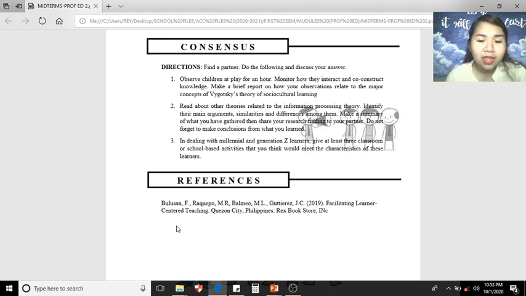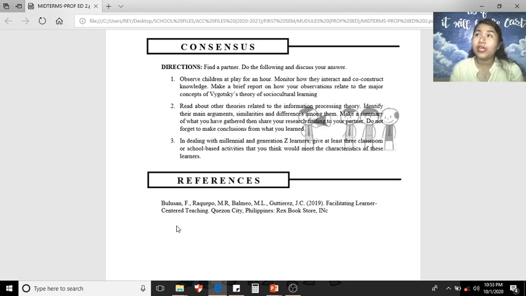Then, in dealing with millennial and Generation Z learners, give at least 3 classroom or school-based activities that you think would meet the characteristics of these learners. So, mag-iisip kayo ng classroom activities. Activities, say, for example, na mag-fit ha sa mga millennial. Okay, so usually, nagpapagawa si teacher ng drama, then i-record through a video. Bakit? Kasi mas millennials ngayon more on the gadgets na.